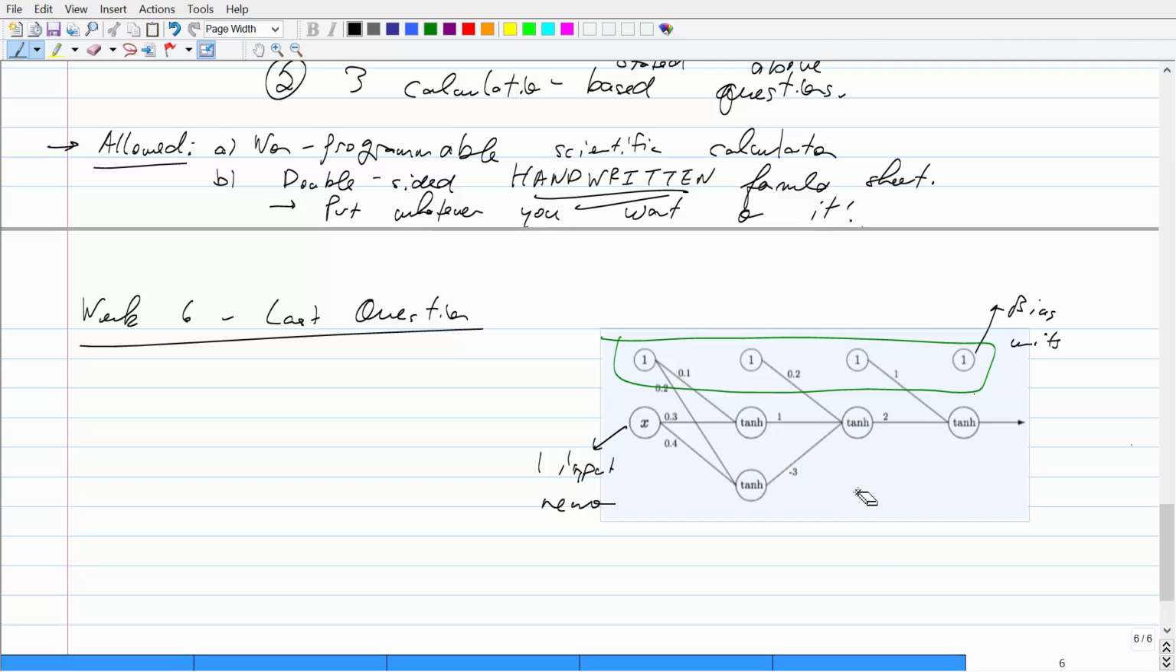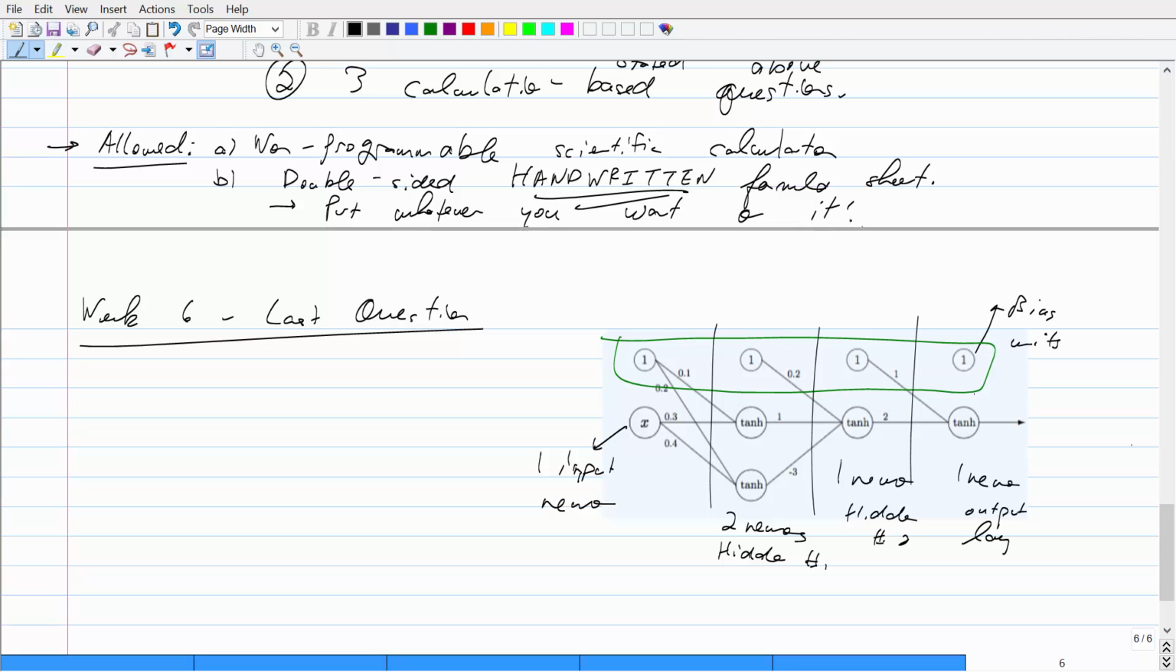Okay, and then we have 2 hidden layers. So we have 1 and 2. So we have 2 neurons for hidden layer 1. We have 1 neuron for hidden layer 2. This is not including the bias. Okay, and then finally 1 neuron for the output. So this is the structure that we have.